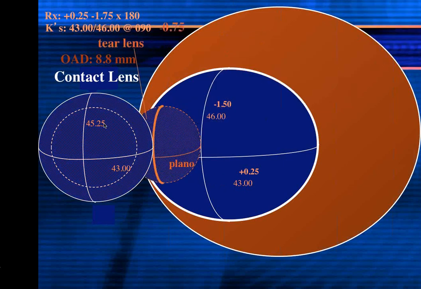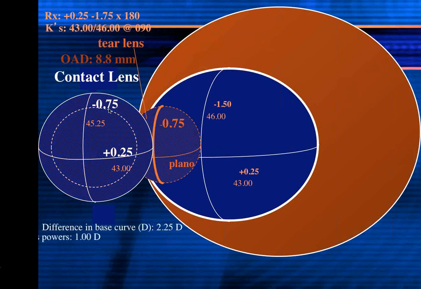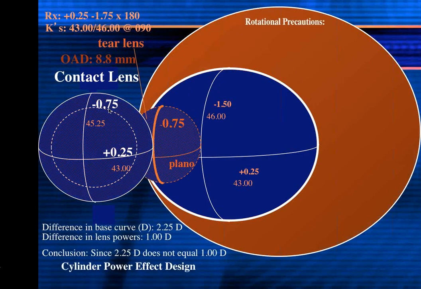We'll bring in the tear lens, which is identical to the last example. And then the powers, again, you're going to have +.25 because there's no change in this meridian. You're adding +.75 to here to correct for this tear lens. So you're going to have -.75 in this meridian. So difference in base curve, 2.25. Difference in lens power, only a diopter. So since 2.25 obviously doesn't equal 1 diopter, you have what's called a cylinder power effect design.